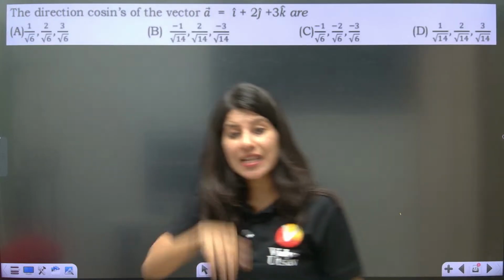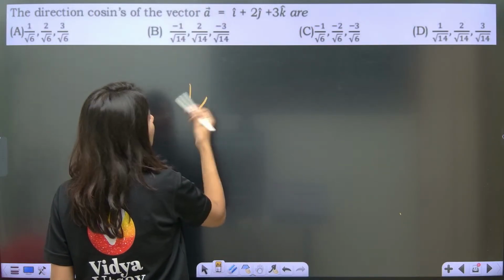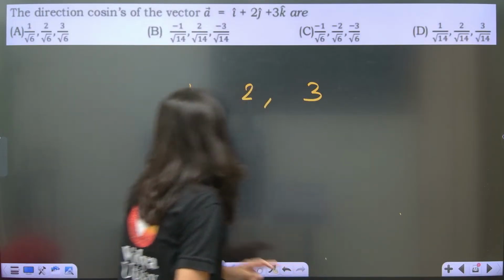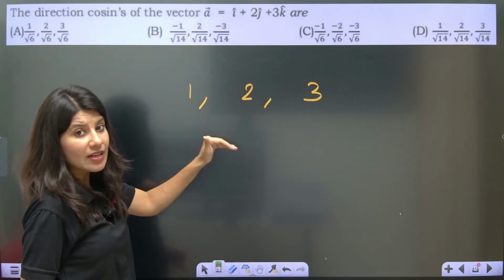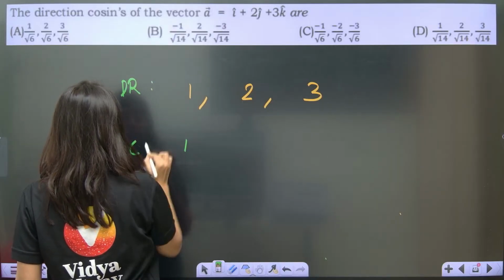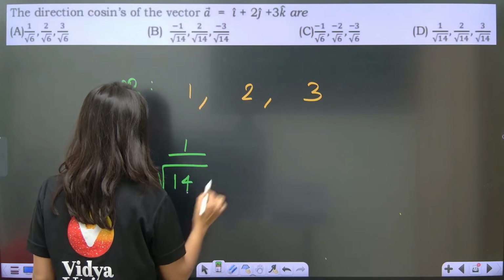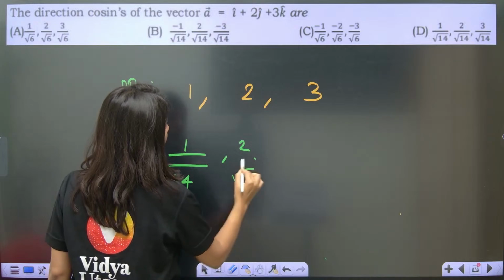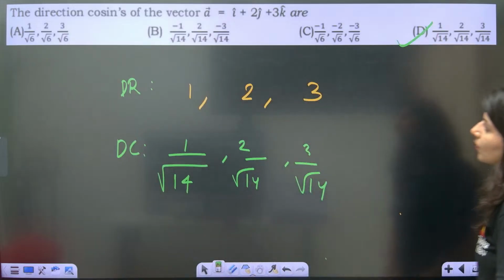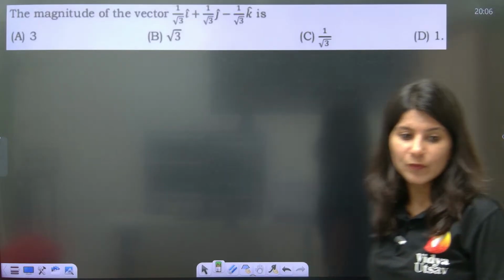Now they are asking about the direction cosine of this vector. First of all, let us calculate the direction ratio directly. 1, 2 and 3 are the direction ratios. These are the DRs. Now from DR, one step ahead, what about DC, direction cosine? 1 upon square root of 1 plus 4 plus 9. 1 plus 4 plus 9 is root 14. So 1 by root 14, 2 by root 14, 3 by root 14 are the direction cosines. That's how you calculate.